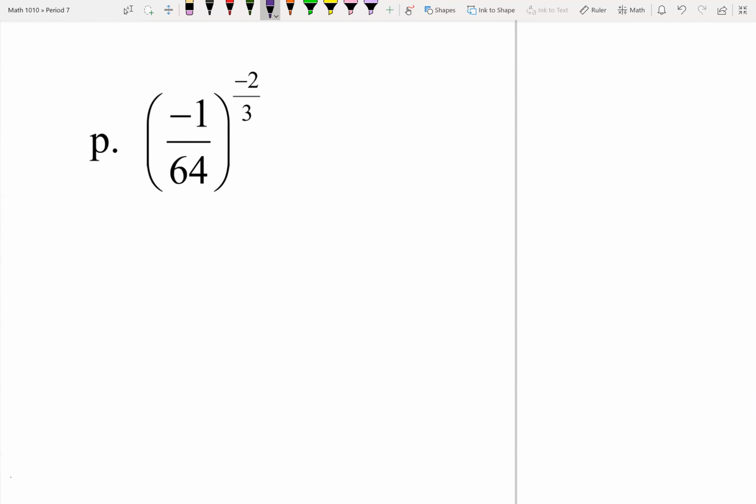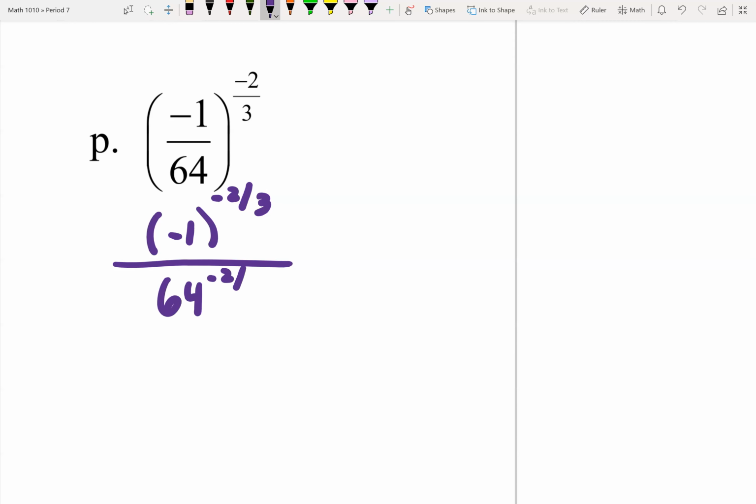Yikes. Lots of negatives, lots of fractions. It's not highlighted, is it? Okay, that's good news. Okay, in parentheses, put a -1, raise it to the -2/3. On the bottom, you don't have to do parentheses. I did start to do parentheses. I'm going to get rid of them. Write the 64, raise it to the -2/3.